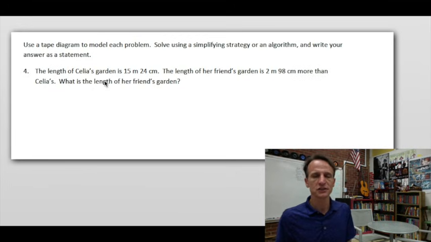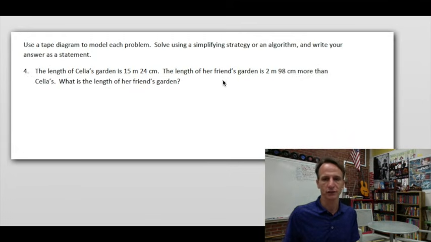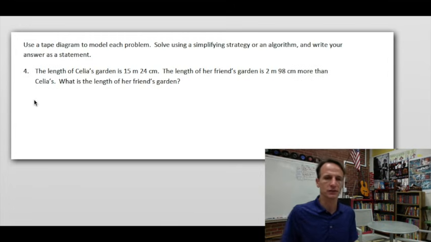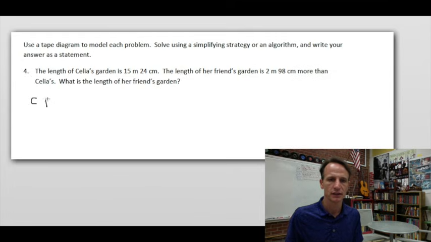The length of Celia's garden is 15 meters, 24 centimeters. The length of her friend's garden is 2 meters, 98 centimeters more than Celia's. What is the length of her friend's garden? So we're not looking at any other dimension of the garden besides the simple length of it. So when we look at Celia's, we're just given that.